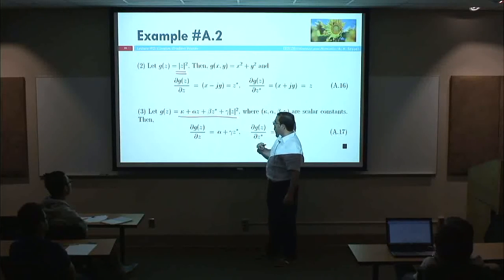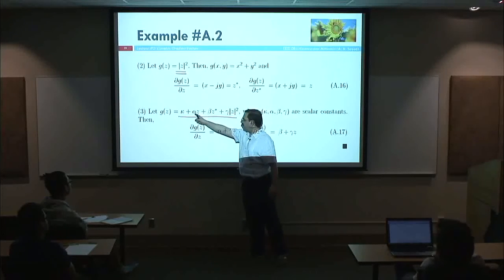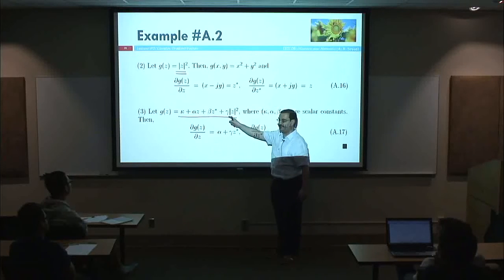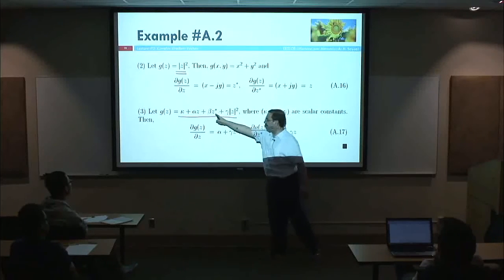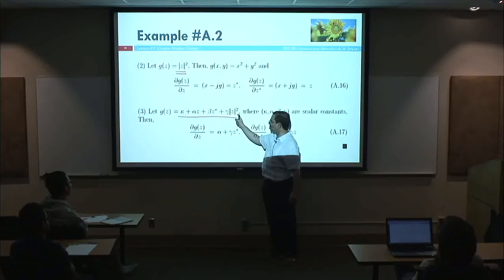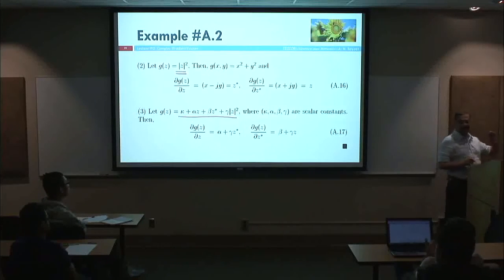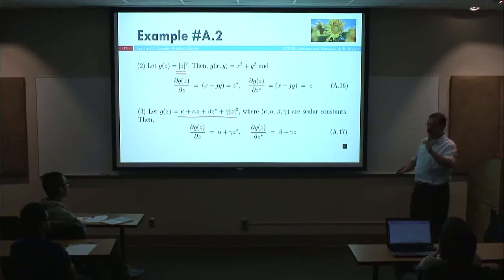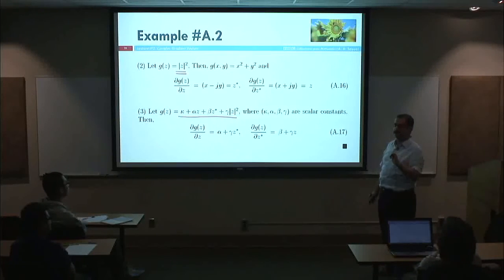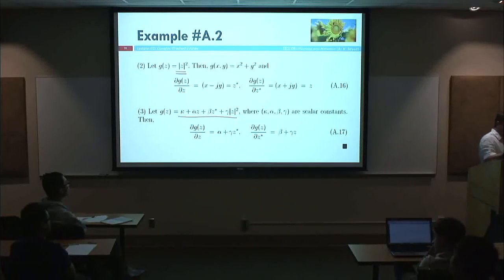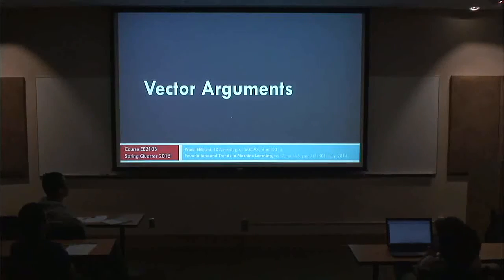So what's the derivative relative to z? You're going to get alpha plus gamma z star. Relative to z star, you're going to get beta plus gamma z, right? Okay, fine. So this is how we are going to differentiate a function of a complex argument relative to z, right? And you can see from these examples that your intuition from the real case extends, at least for these useful examples that we will be using, okay?